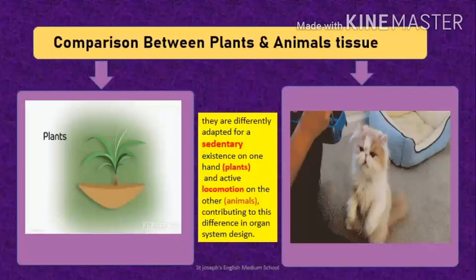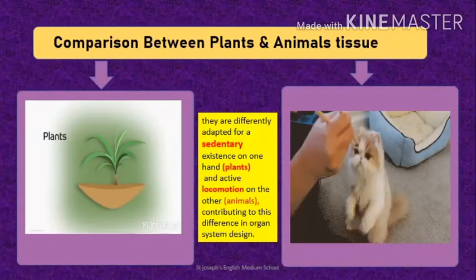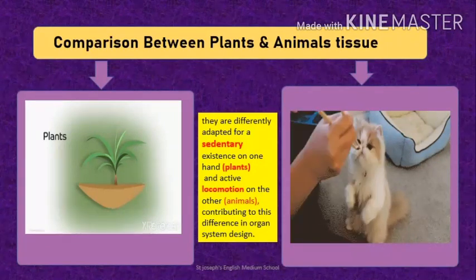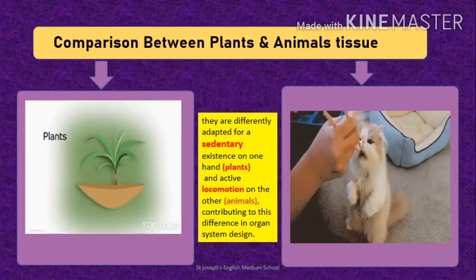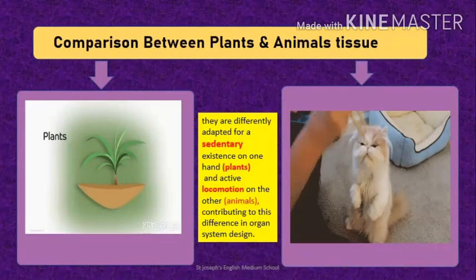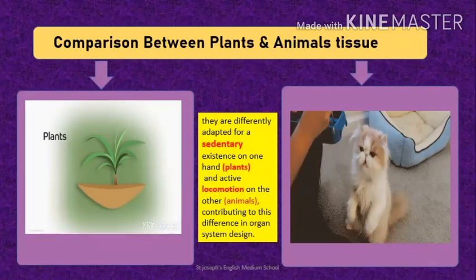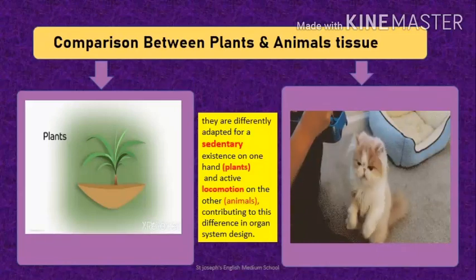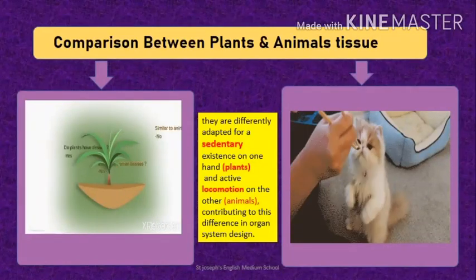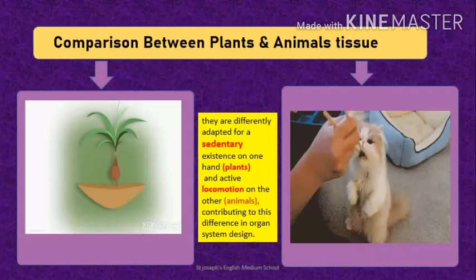So they are differently adapted for sedentary lifestyle. Sedentary in the sense in the fixed position. They are fixed in one position. Whereas active locomotion, on the other hand, in case of animals, contributes to the difference in the organ system design.